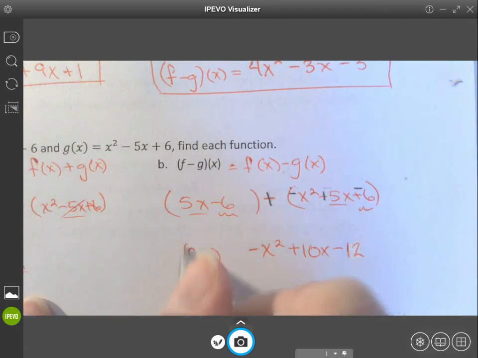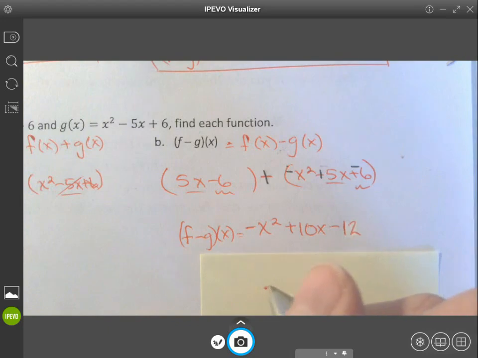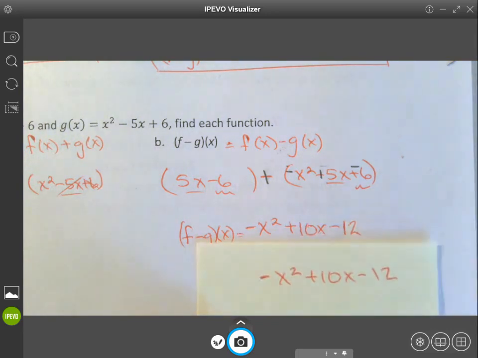F minus g of x. Okay, now let's just talk about one more thing here. This was getting people yesterday, and I don't know why this habit started. Yesterday when we were working on things and you guys had to factor, a lot of people know like, oh, she always says to change the sign. And people were just going through and doing this and then factoring.